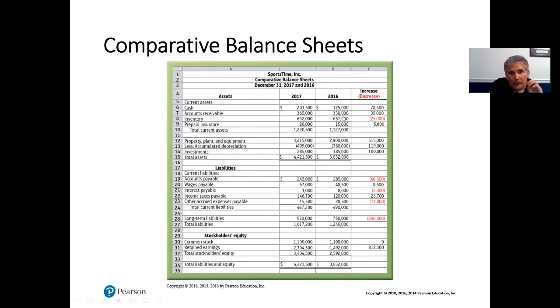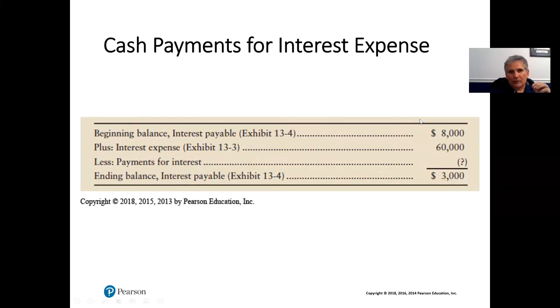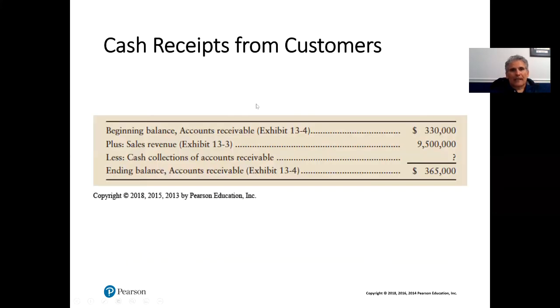Accounts receivable, 365 is the ending, 330 is the beginning. The other thing we used, and we'll go right to it right now and look at the sales revenue, 9,500,000. Okay, so we'll flip over to where we were just a bit ago. Cash receipts from customers, 330, we just saw that. Accounts receivable, that was the beginning balance, which was the ending balance for the prior year. Sales revenue, 9,500,000. Less cash collections, we don't know what that is. That's the unknown variable, gives us the ending balance. This plus this minus this gives us that. Can we solve?